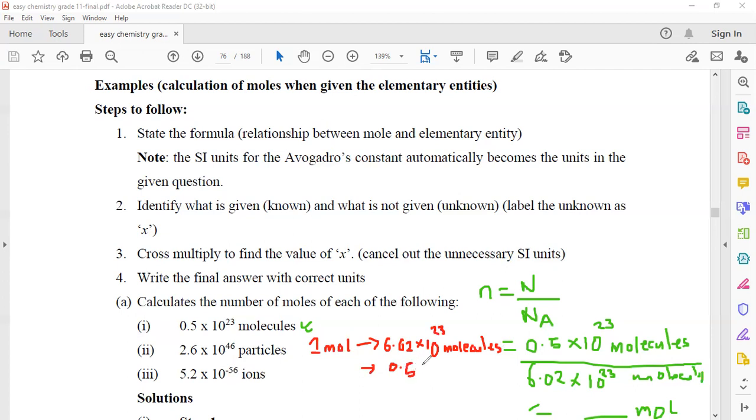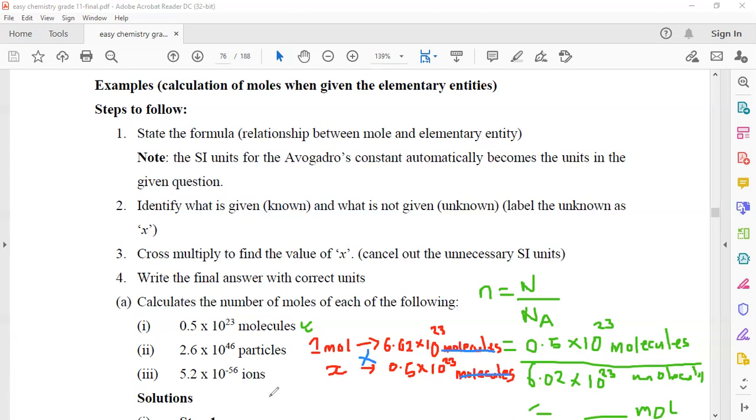Then in the question you have been given 0.5 times 10 to the power 23 molecules. Then you say x on the other side, because you don't know the number of moles, and those are the parameter of interest. So you cross multiply, and you know that this and this will cancel.